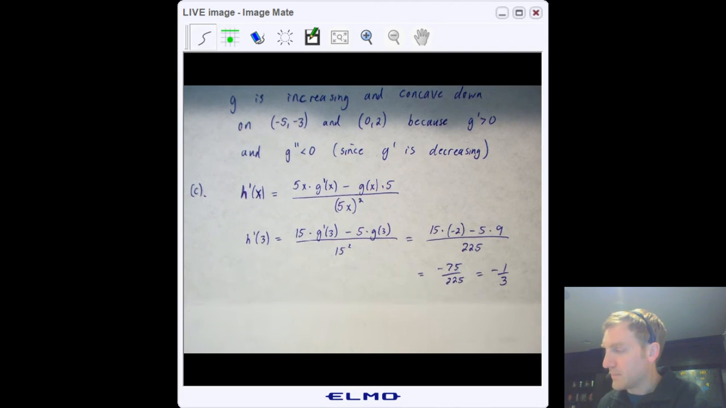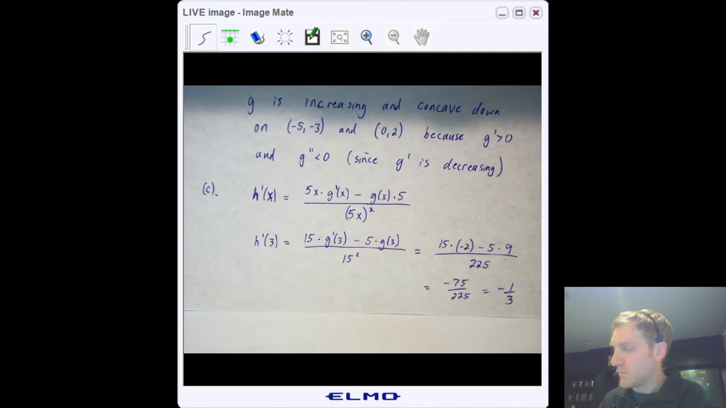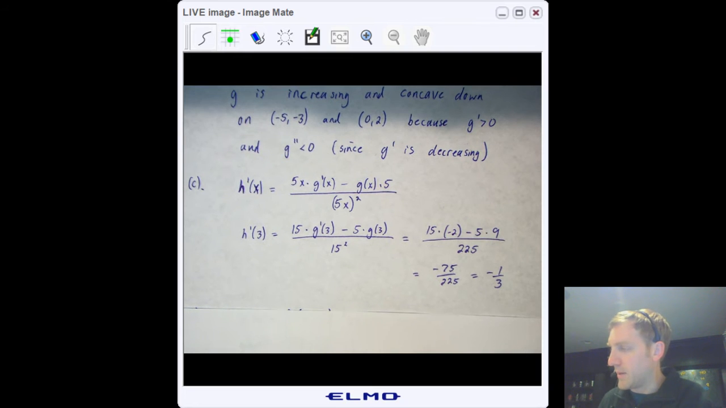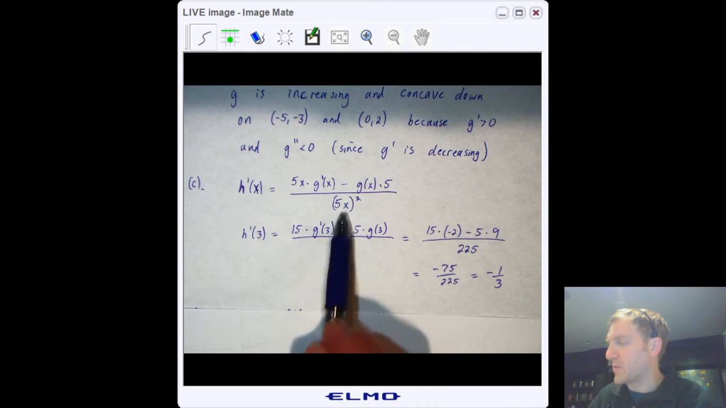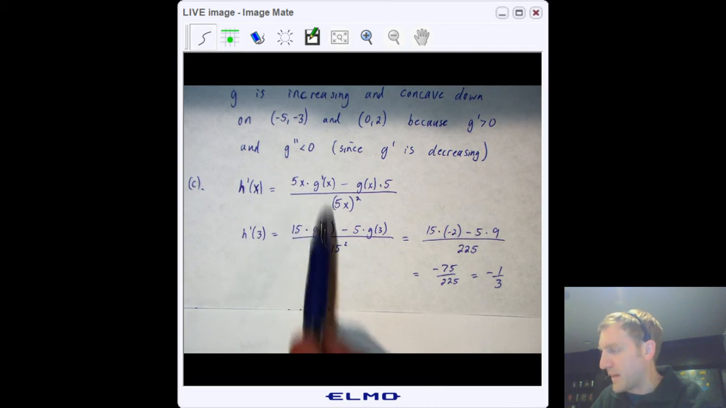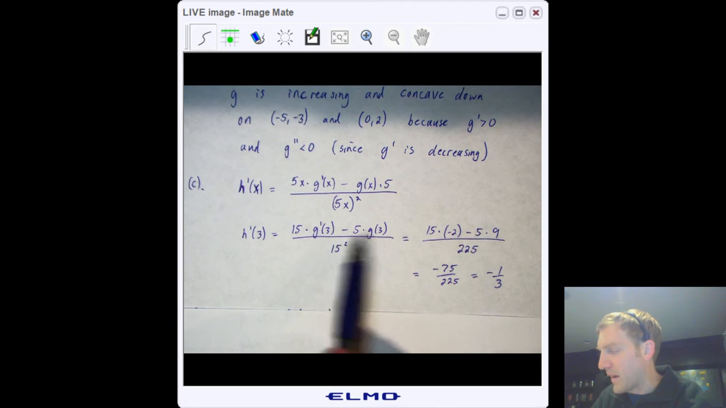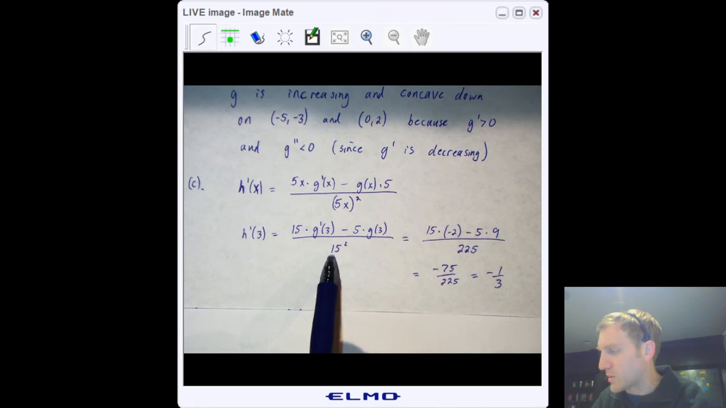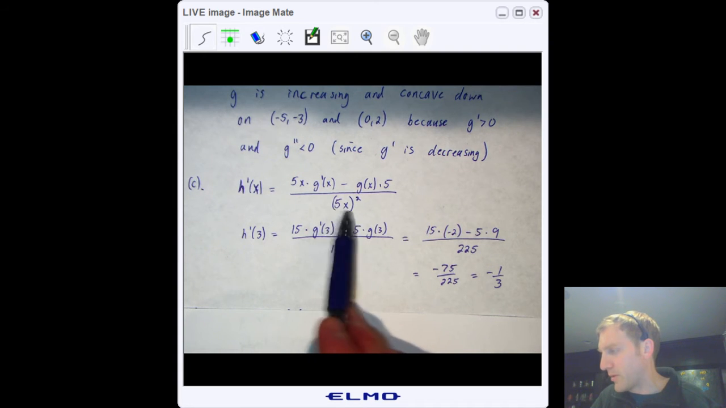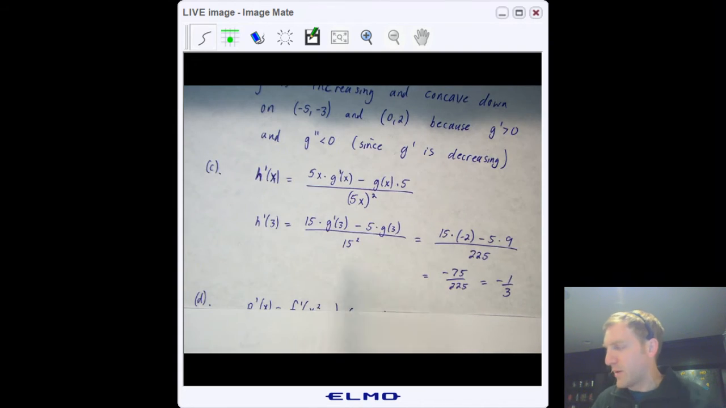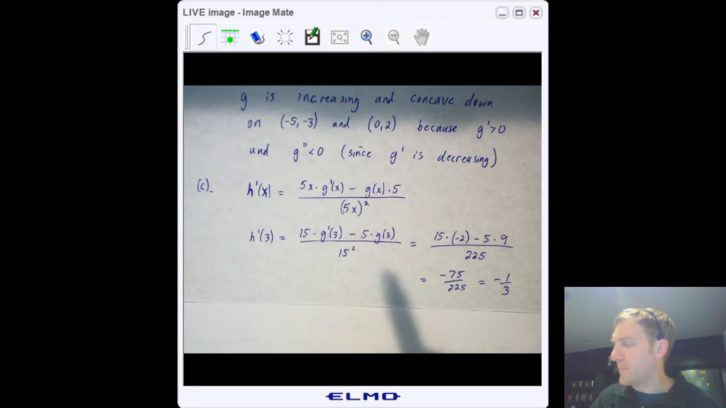Second step, plug in 3 for x. And so v du minus u dv over v squared, and then plug in 3, that's 15 times g prime of 3 minus 5 times g of 3 over 15 squared. Or 25 times 3 squared if you wrote that as 25x squared. Whatever, however you do it.